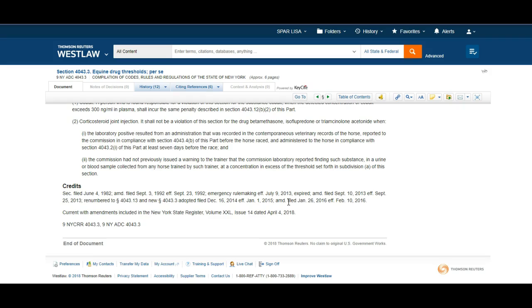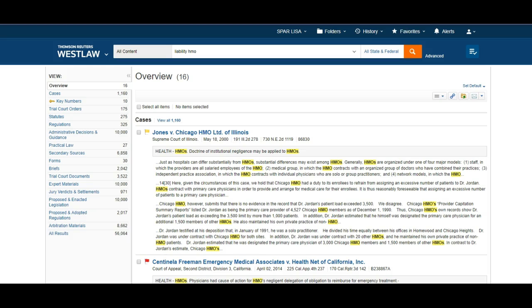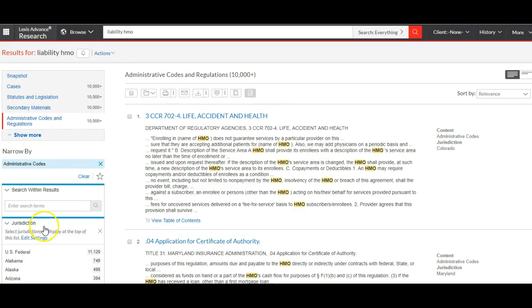Okay, we already talked about finding state regulations, because again, it works the same way. For regulations, we just limit to whatever jurisdiction. We're all familiar with that, and make sure to take a look at regulations, or if we were interested in administrative decisions. Likewise on Lexis, just remember to filter to administrative codes.